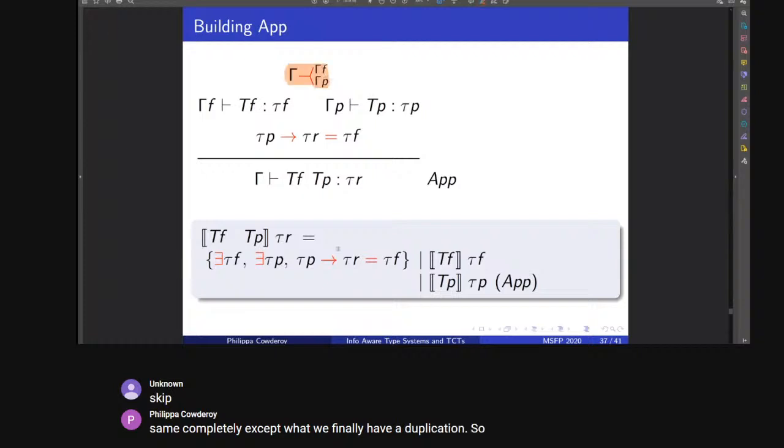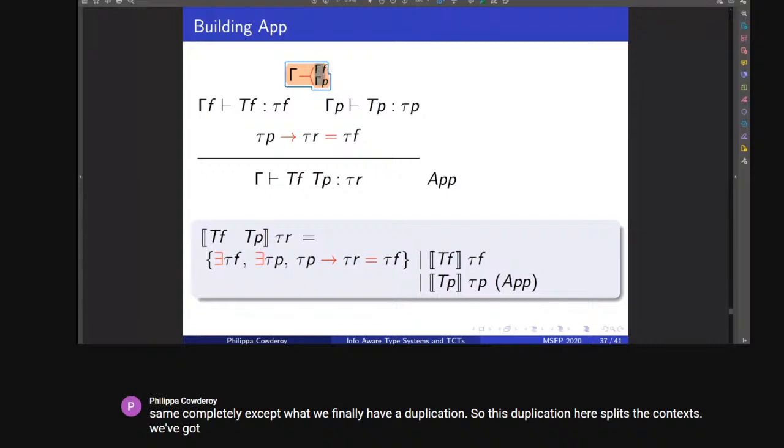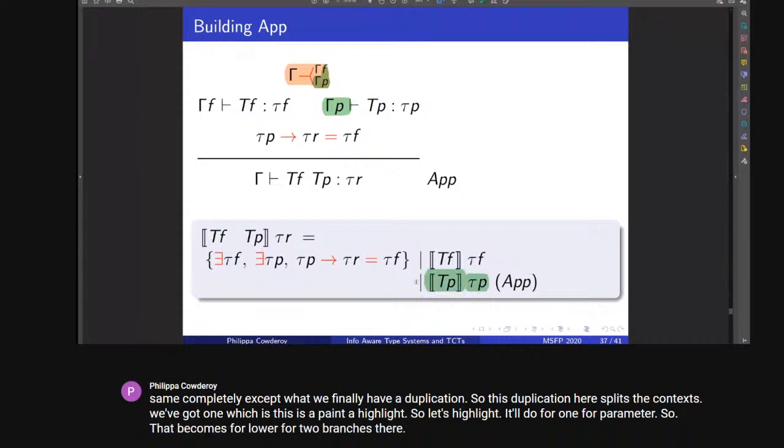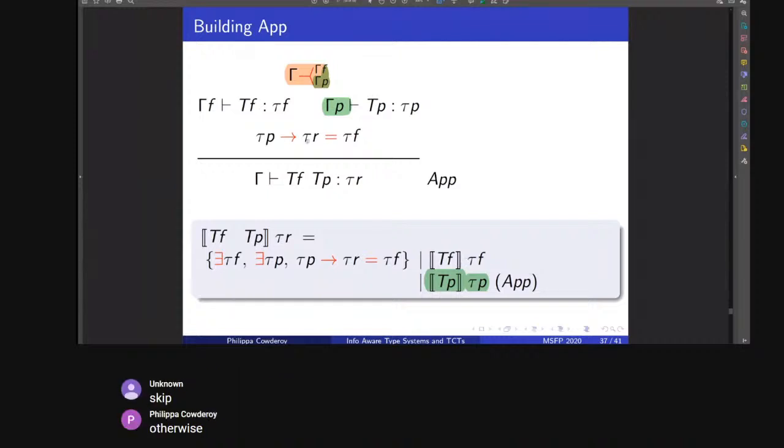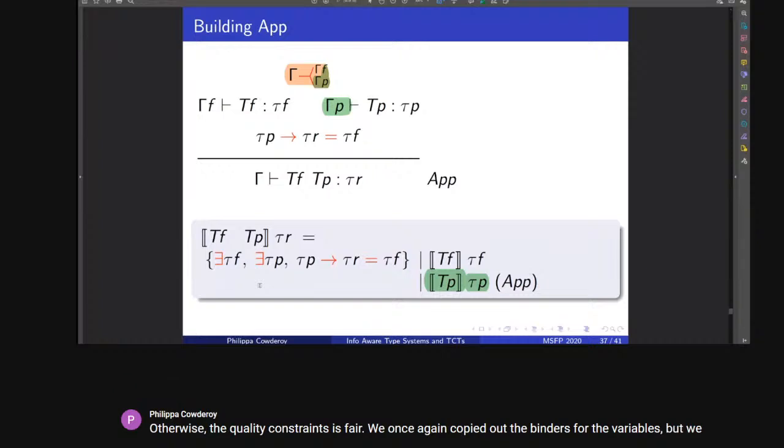So this duplication here splits the contexts. We've got one, which is, this is a pain to highlight. So let's highlight, it'll do the one for the parameter. That becomes the lower of the two branches there, and correspondingly the gamma f branch becomes the higher of the two. Otherwise, the equality constraint is there. We've once again copied out the binders for the variables that we haven't seen.